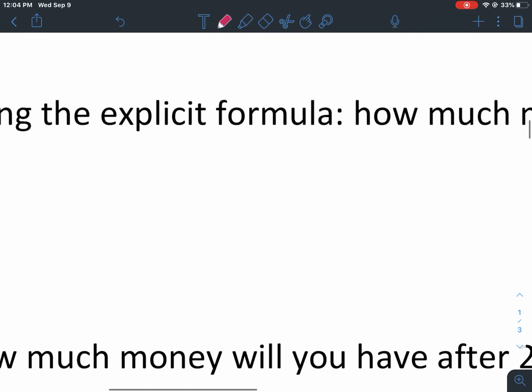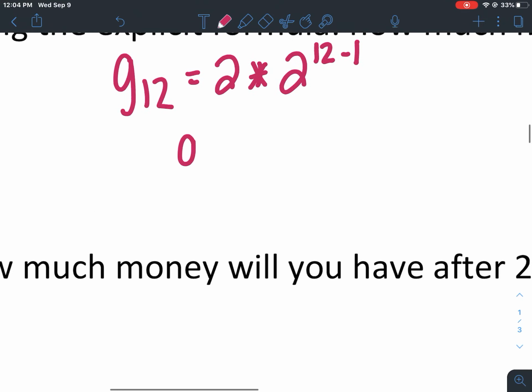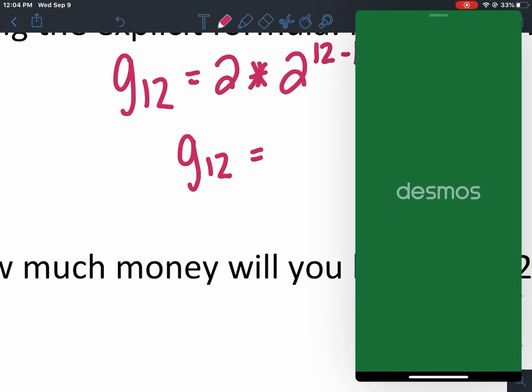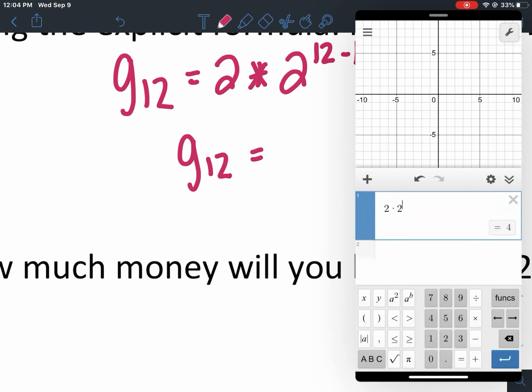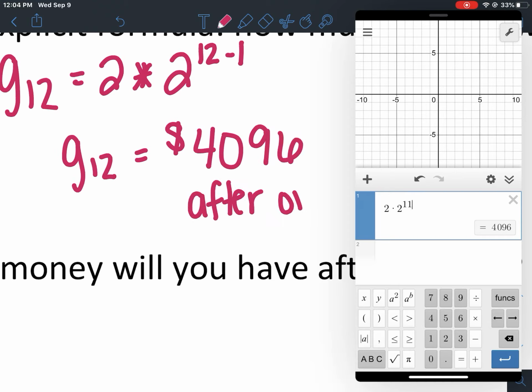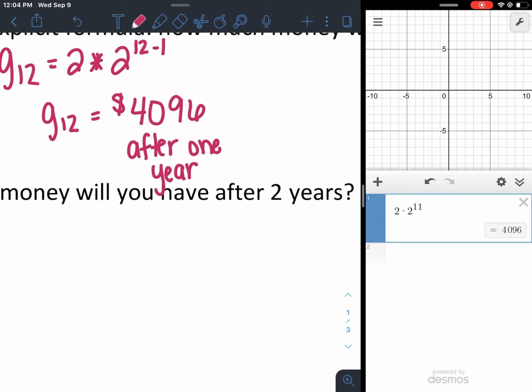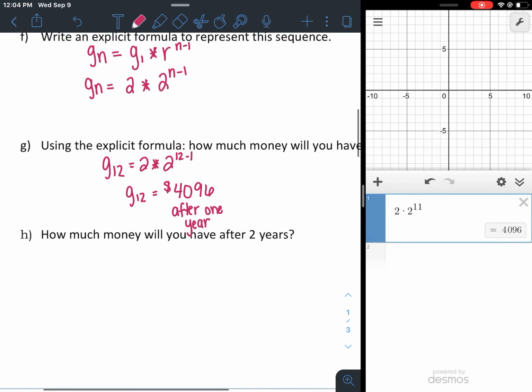So I'm using that same formula. G sub 12 equals 2 times 2 to the 12 minus 1 power. And when we plug that into our calculator, I'll just show you real quick. We got 2 times 2 to the power 12 minus 1, which is 11. So we'll have $4,096 after 1 year. Not too bad. Remember, our initial investment was $1. So at the end of the year to make $4,000, not too bad.